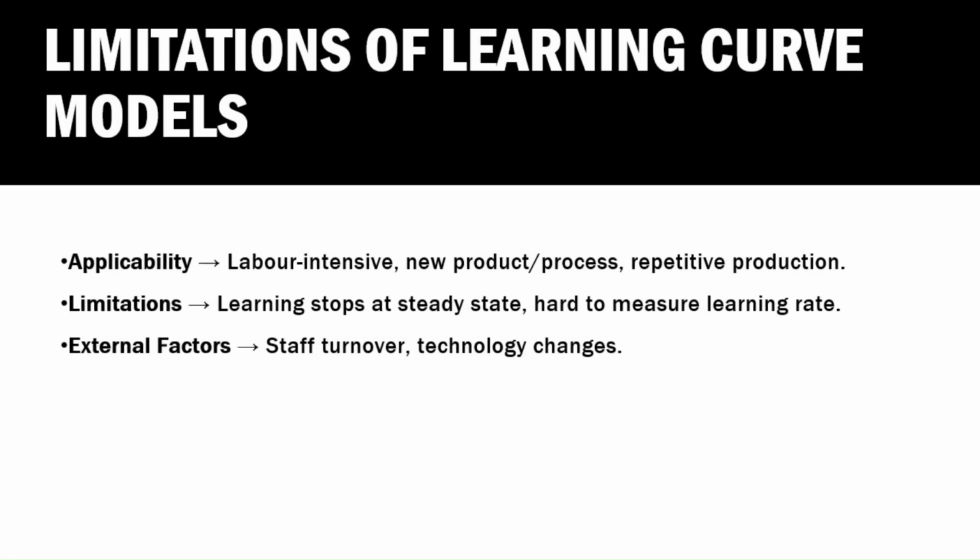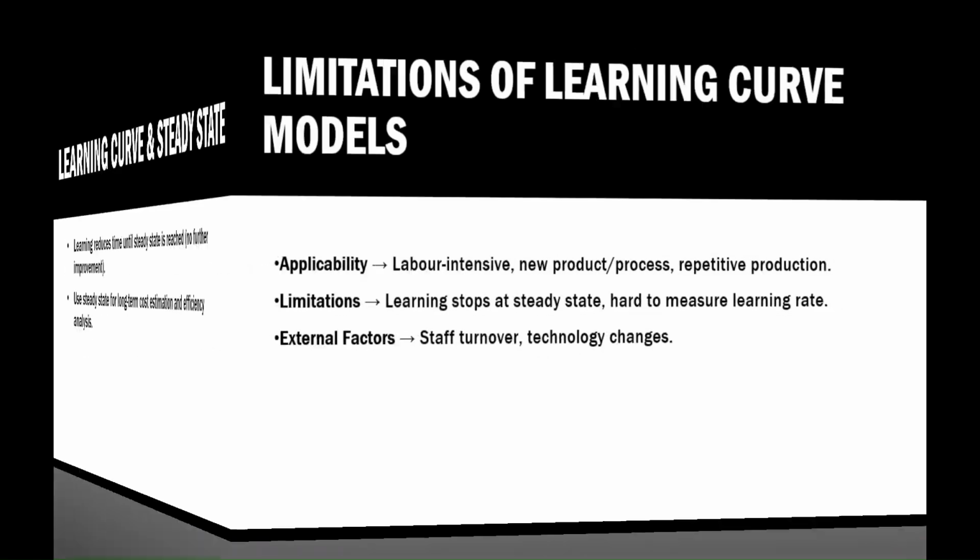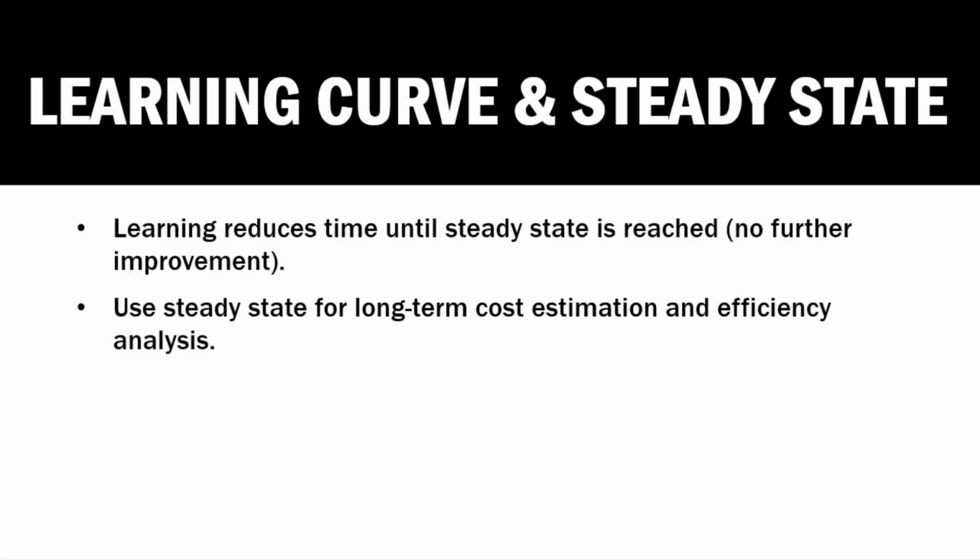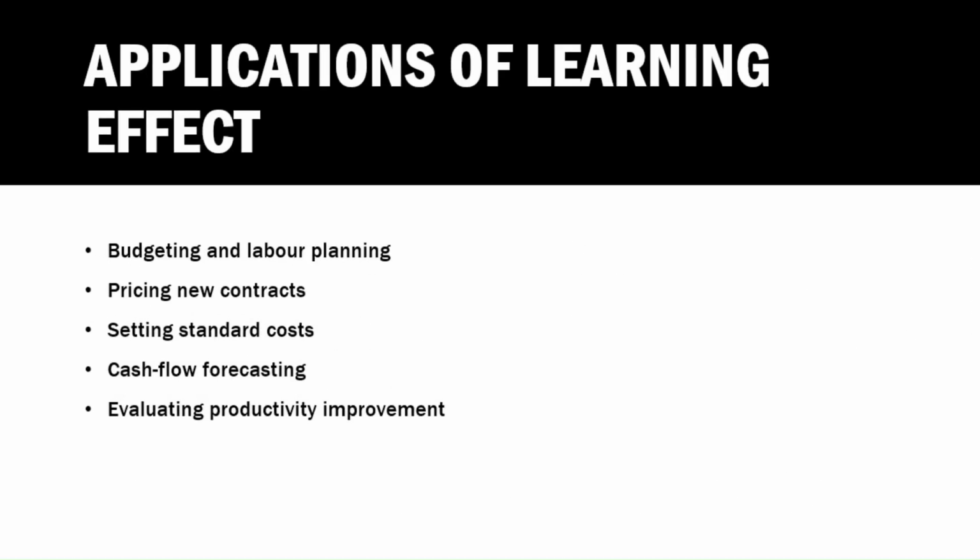Limitations of learning curves. Learning curves work mainly in labor-intensive or repetitive work. Learning stops once a steady state is reached. External factors like staff turnover or new technology can reset the curve. Steady state. The steady state is the point where no further time savings occur. This value is used for long-term forecasting and setting realistic standards.